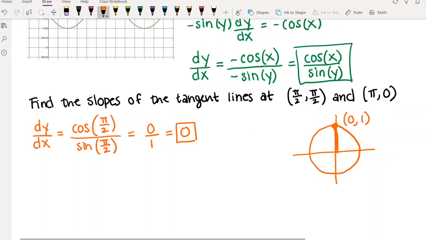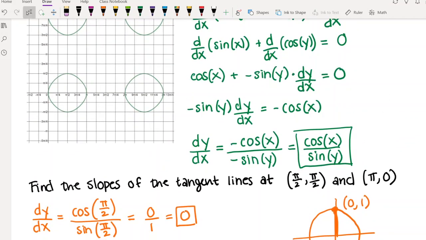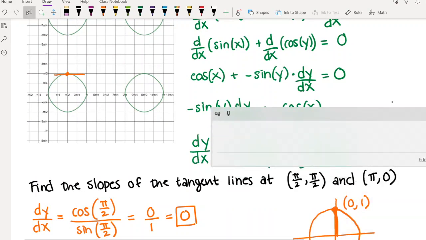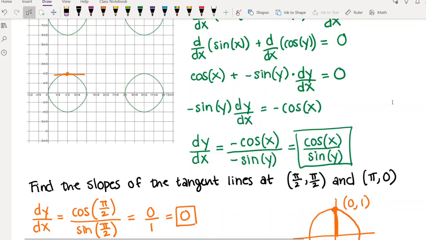And let's look at our graph. So we're looking at the point pi over 2, and that seems like that is the correct slope, right? It's horizontal, so it has a slope of 0.